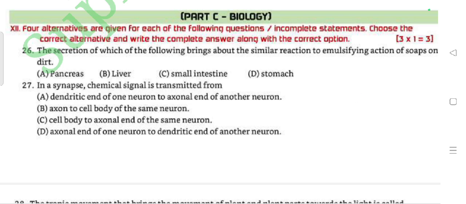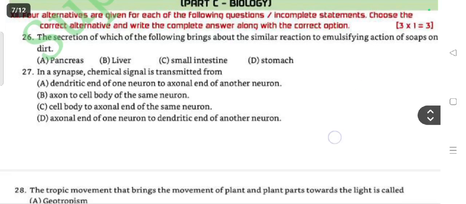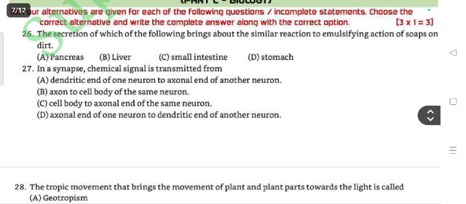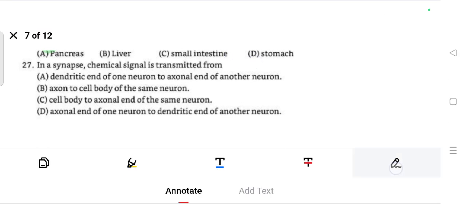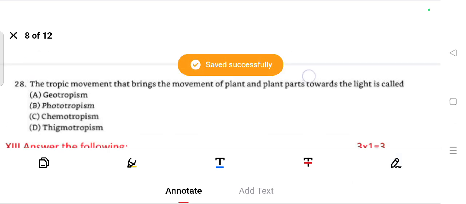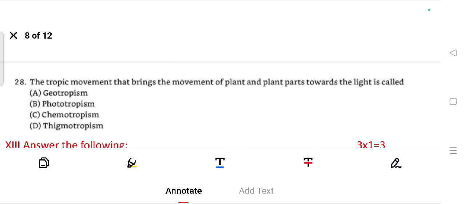Next one, in a synapse, the chemical signal is transmitted from. So the answer is D. Next, the tropic movement that brings the movement of plant and plant parts towards the light is phototropism. B. Answer is B.